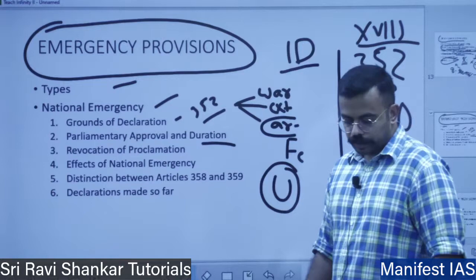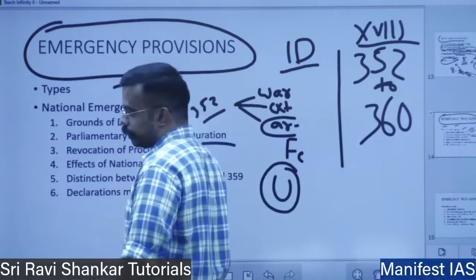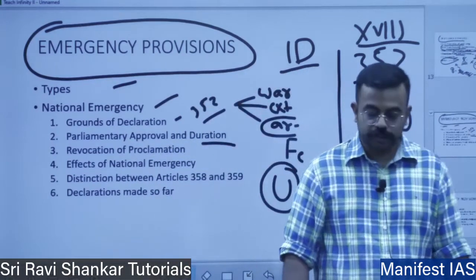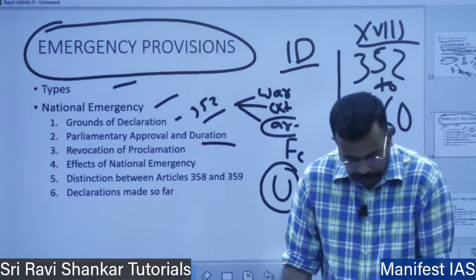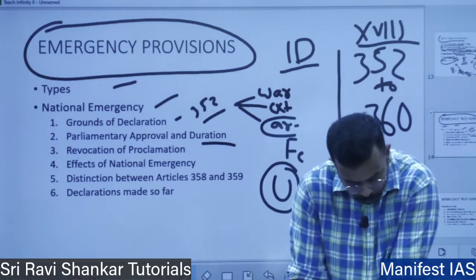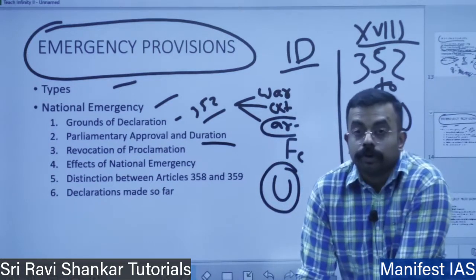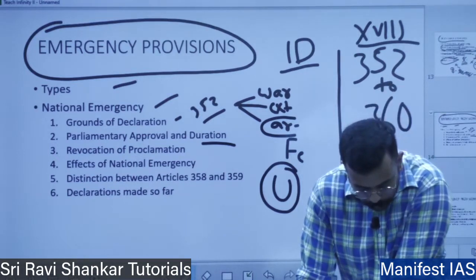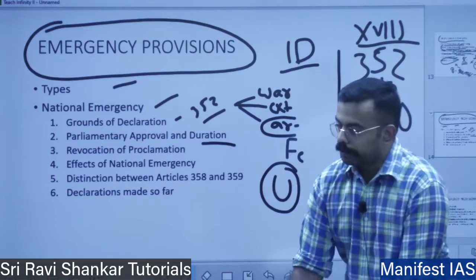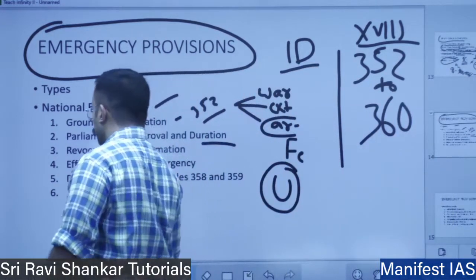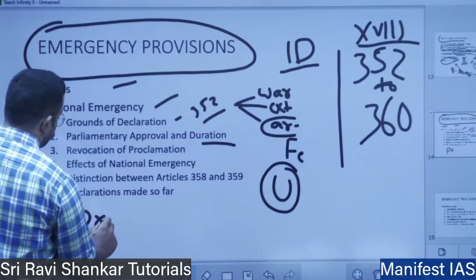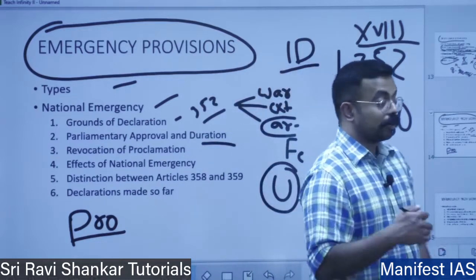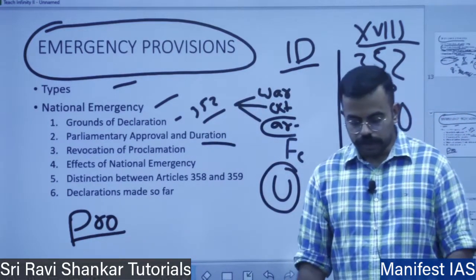So earlier what used to happen, within 2 months of imposition of emergency, the houses of both the Parliament have to approve the proclamation of emergency. So when it comes to emergency, the word proclamation is very, very important. You cannot say emergency was enacted. So proclamation of emergency is the word.